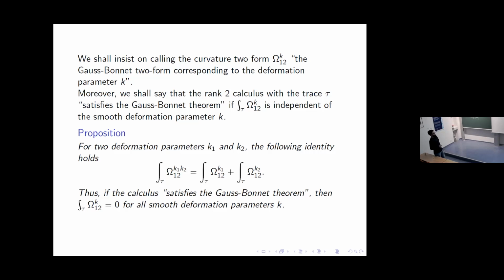But for these toral actions, we also have the following: given two deformation parameters k1 and k2, this identity holds. That is, you can take a log over here and something happens. So k1 k2 is equal to k1 plus k2 in some sense. Thus, if our calculus is to satisfy the hypothetical Gauss-Bonnet theorem, then it insists that this integral be equal to 0 for all deformation parameters k.